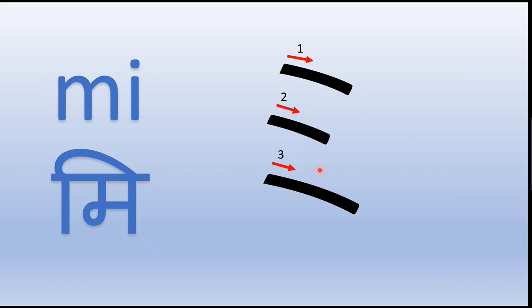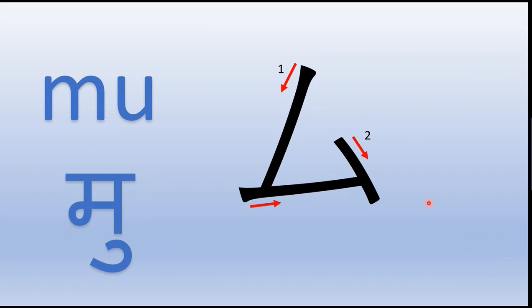Mi. Mi is pretty simple. There are three strokes, 1, 2, and 3. The first stroke like this. The second stroke is shorter than the first one, and the third stroke is the longest among the three. And you can see that all these three are parallel to one another. So this is mi.